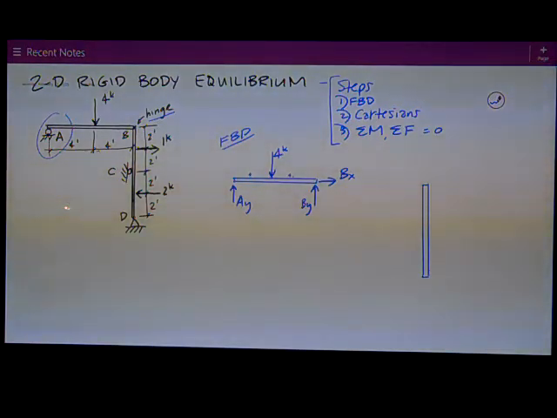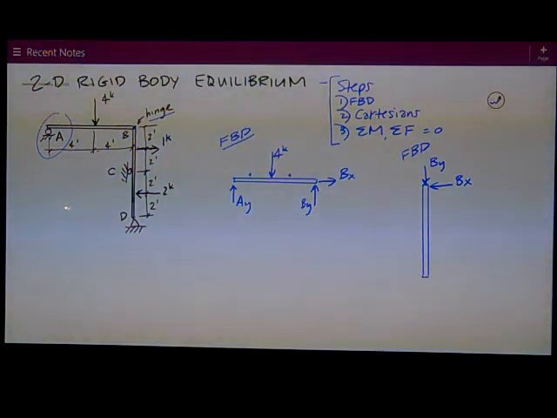Then I go over to member BCD, and however I drew these reactions that I assumed at B on member AB, I then assume equal and opposite, because that's Newton's third law. So I assume BY up on AB, so I assume it down on this member. I assume BX to the right, so it's to the left on this one. I've got to be careful and reverse my signs if I get negatives, and reverse my arrows if I get negatives.